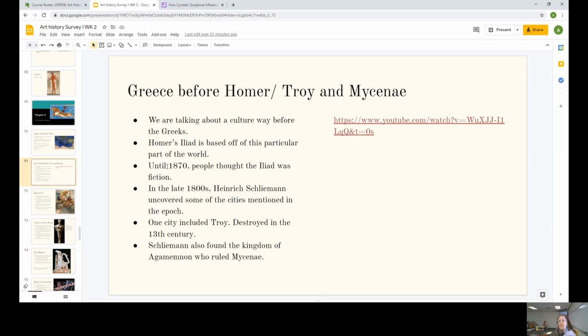But in 1870, all of these cities that are mentioned in the Iliad are found by Schliemann. Schliemann ends up uncovering multiple cities that pop up in the Iliad that everyone thought were just mythology for the longest time. One of them includes the city of Troy, which he excavated and discovered was destroyed in the 13th century, among several others that we're going to be talking about today. Fun stuff.